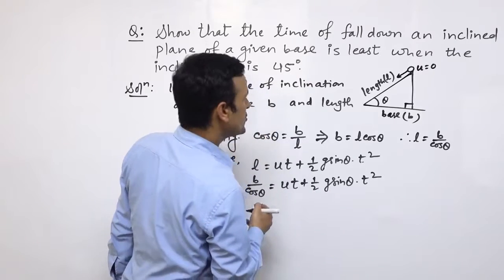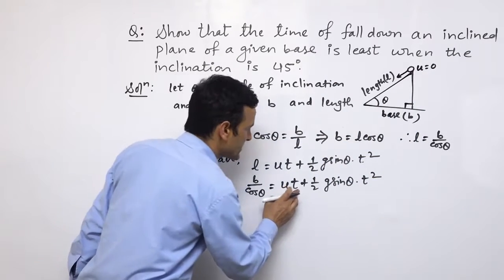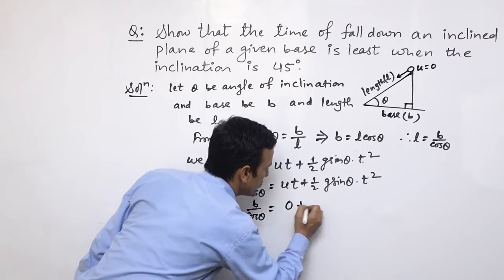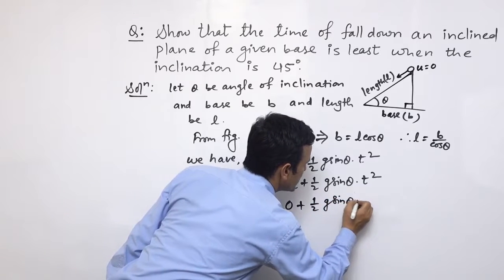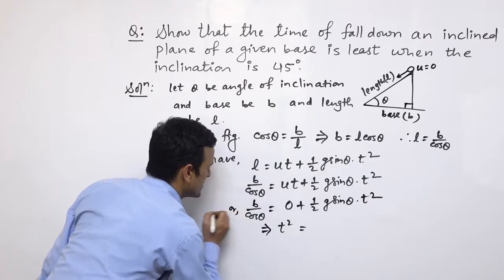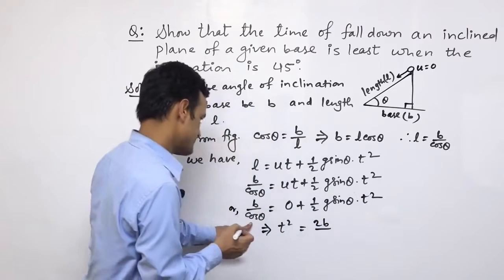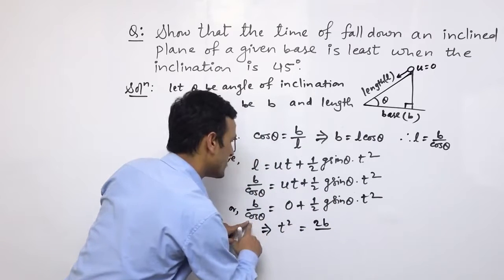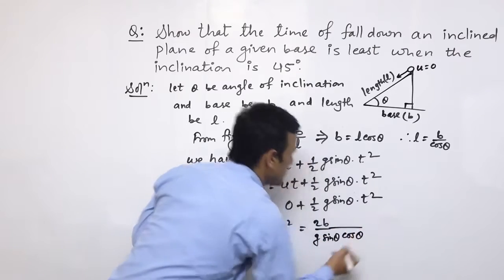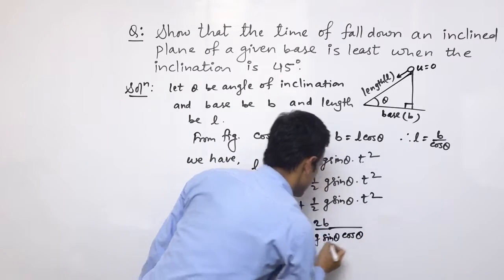Here u is 0, so let's eliminate the ut term. Now B by cos theta is equal to half g sine theta into t square. So from here, t square is equal to 2B divided by g sine theta into cos theta. This is the value obtained from here.